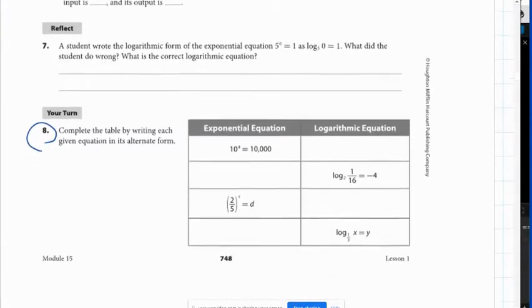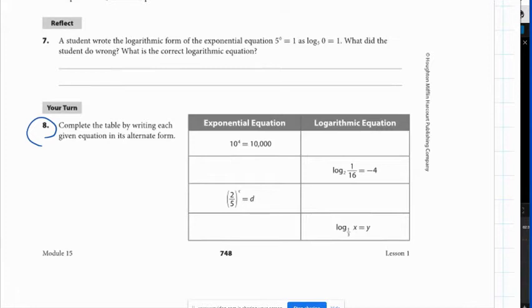Okay, so now pause your video and try number 8, converting from exponential form to log form or vice versa. Press play when you're ready to see if your solutions are right.